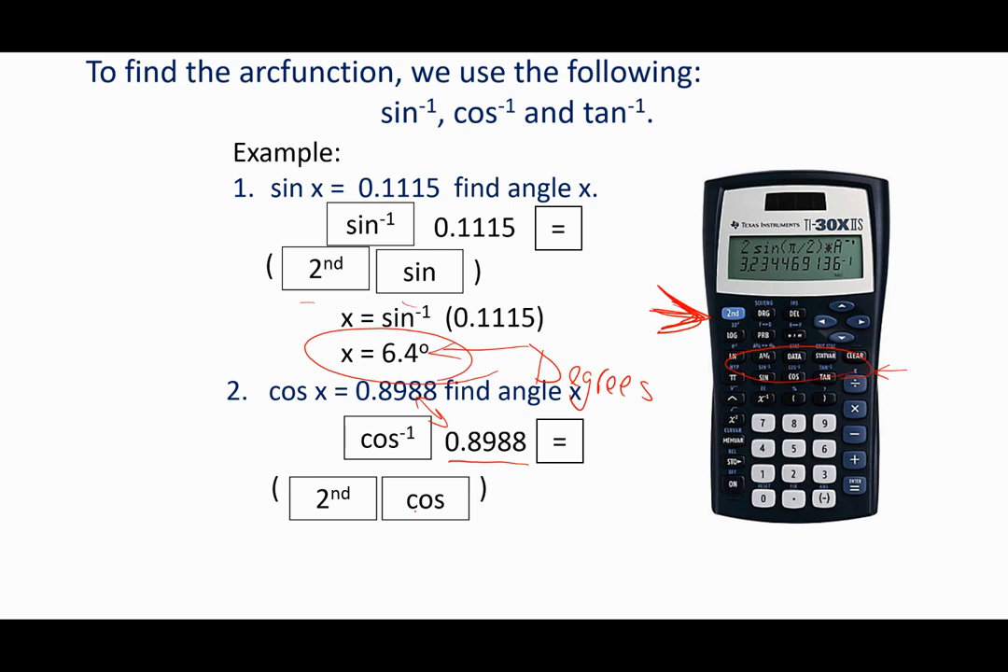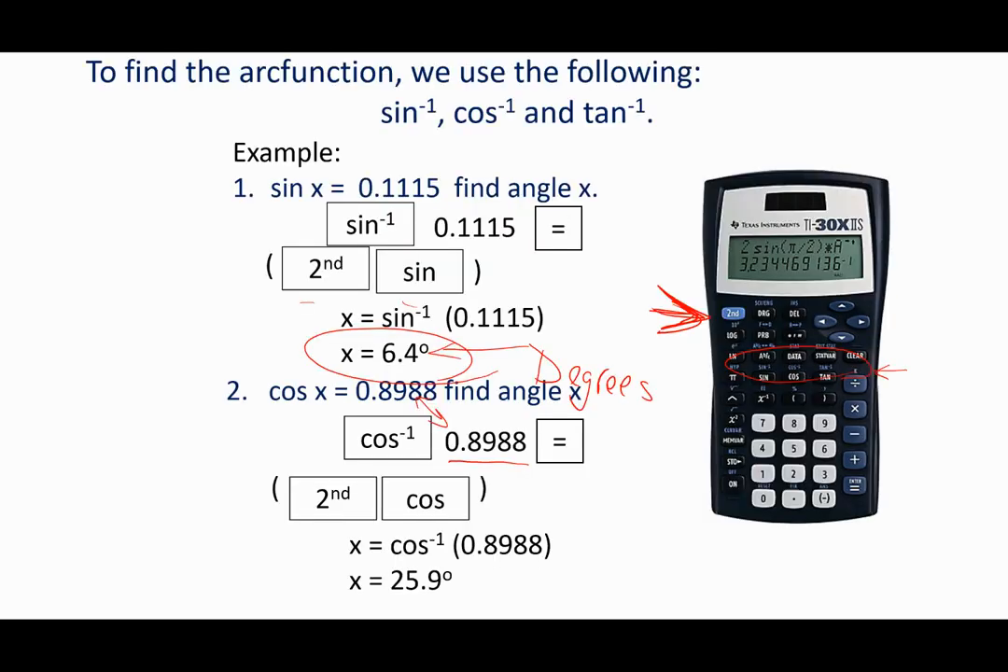and then our cosine button, and then we're going to put in our value of 0.8988, and that'll activate. The number we get out is 25.9, and that is our angle measurement. So these are called inverse or arc functions.